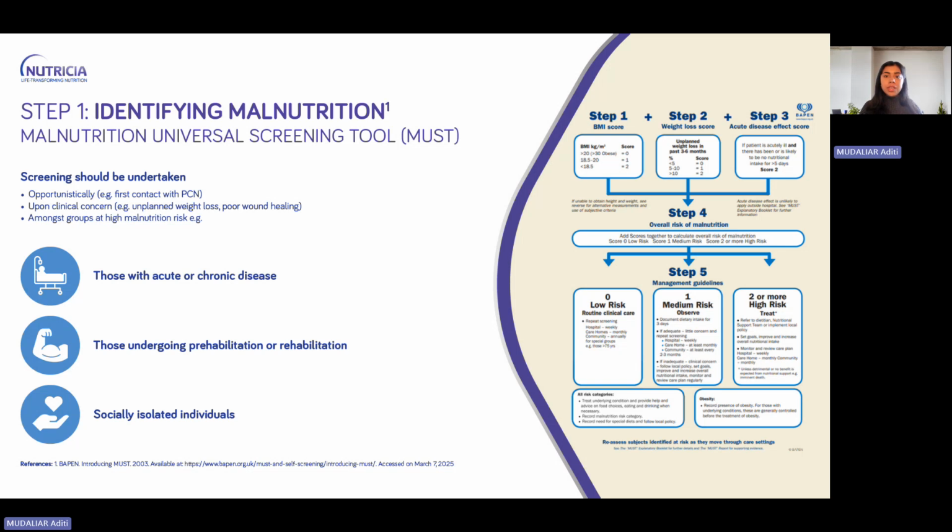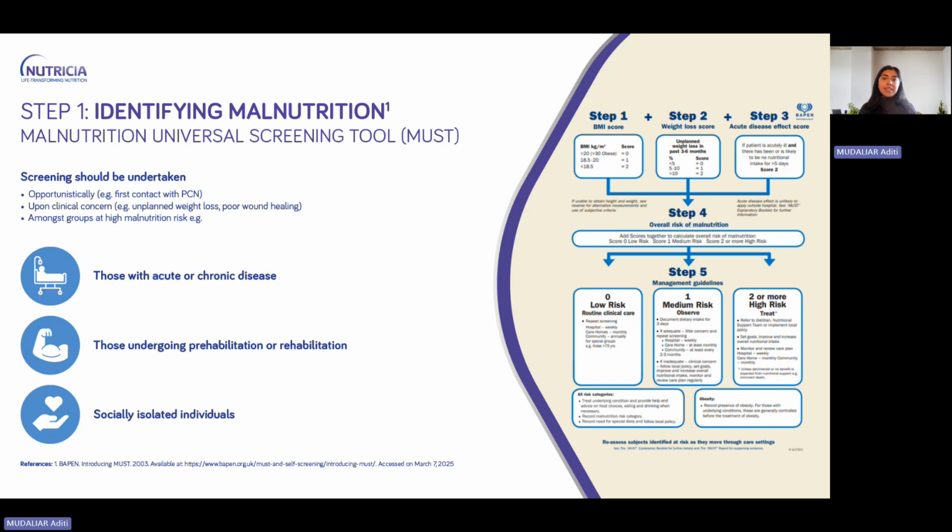The MUST screening tool involves a simple, straightforward three-step process, often using information that's already readily available to you. So step 1 is utilising the patient's BMI, which can be gathered from previous notes in your system or patient-reported values. Step 2 uses the patient's weight history to determine the percentage of weight loss.